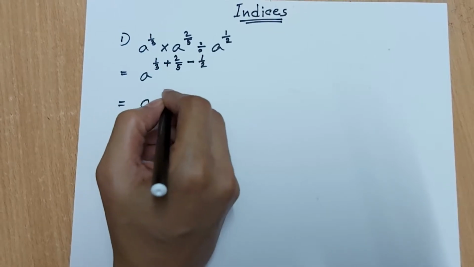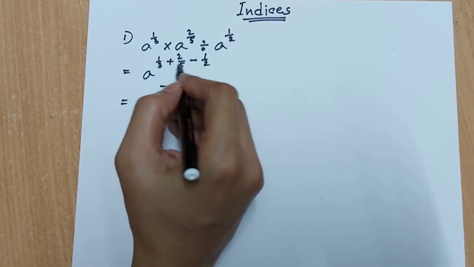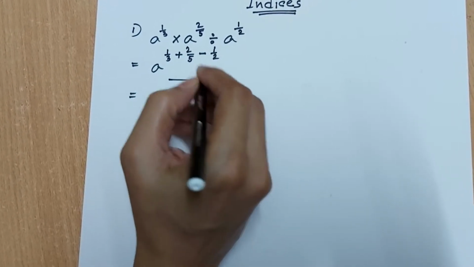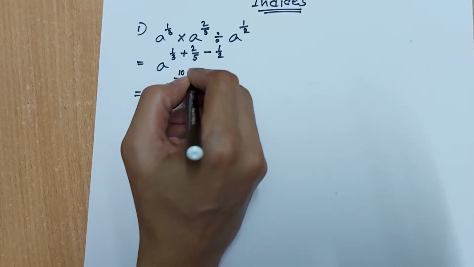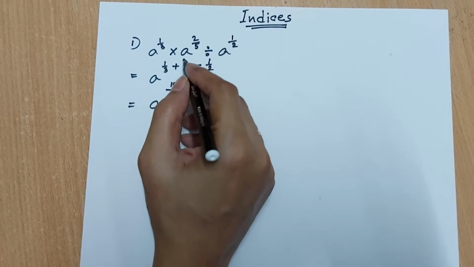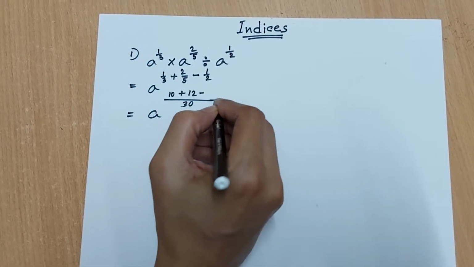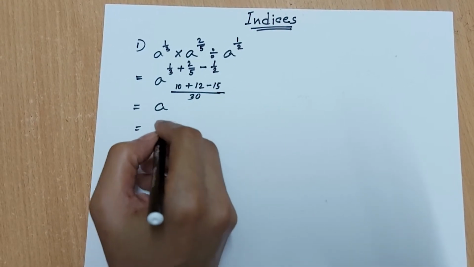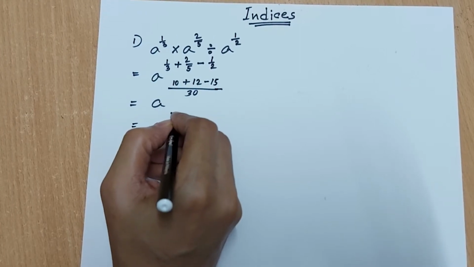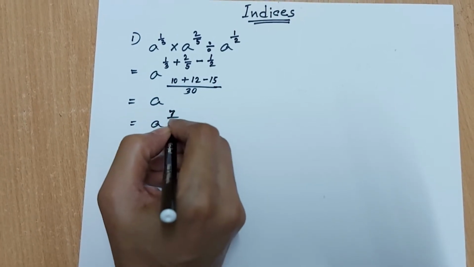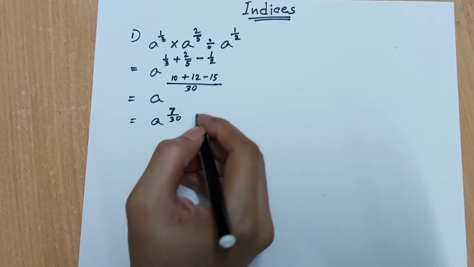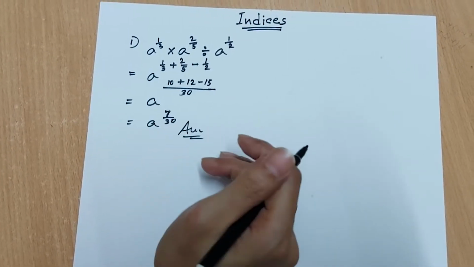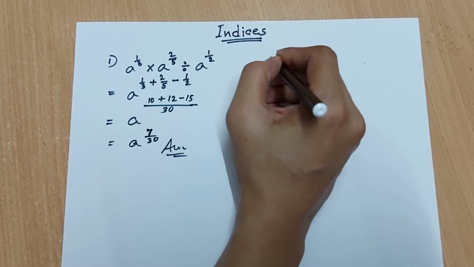Now 3, 5 and 2, their least common multiple is 30. So 3 10 times in 30, 10 ones are 10, plus 5 6 times, 6 twos are 12, and then 2 15 times, 15 ones are 15. So a power 7 over 30, and that is the answer. Simple, right? Now let's try out another one.